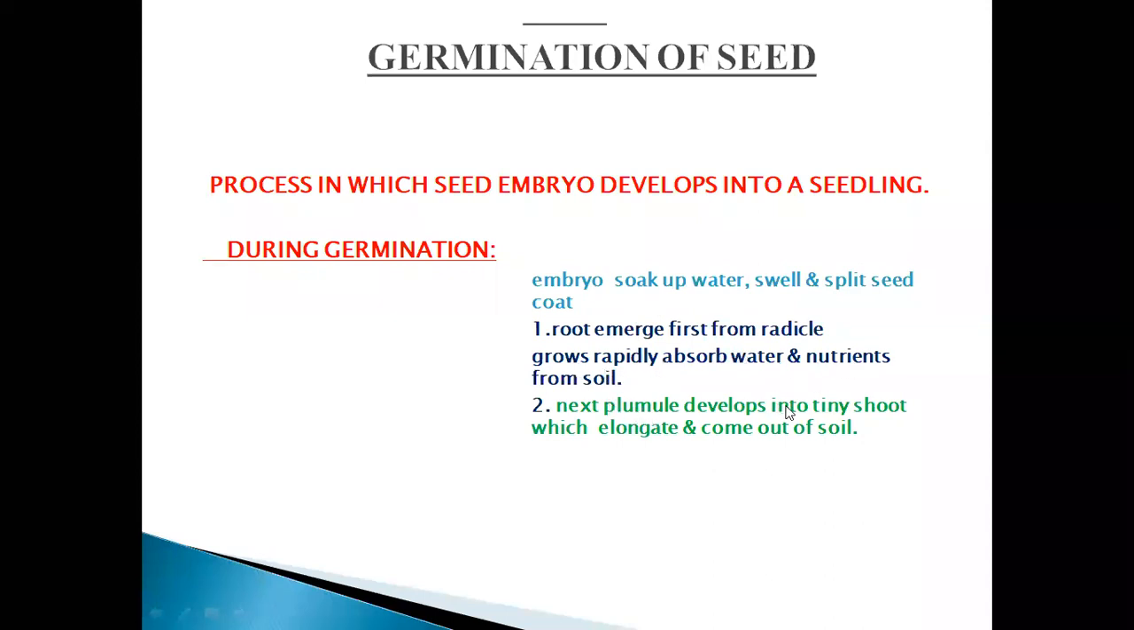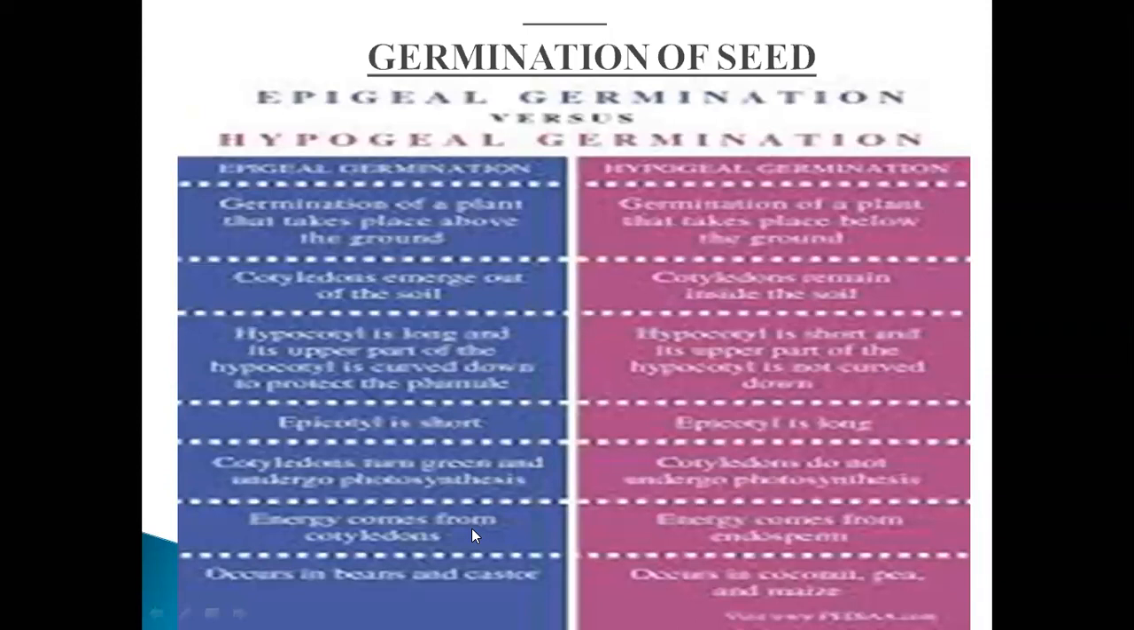Next, plumule develops into the shoot or stem, which elongates and comes out of the soil. Hence, the root and shoot form in the germinating seed, or you can say in the development of a seed. Next, you can see here the hypogeal germination and epigeal germination.